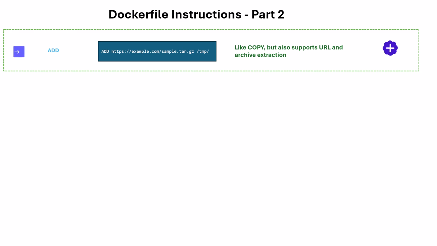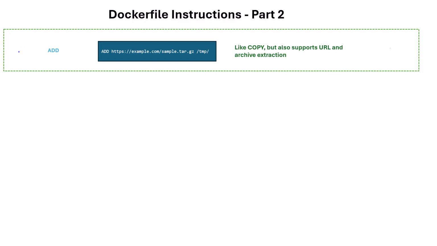Today we will be understanding some of the commands which were left in the Dockerfile instructions. So let us consider the first command, which is the ADD command. ADD is like a COPY command, but it has some superpowers. So what are those superpowers? It supports URLs as well as archive extraction.